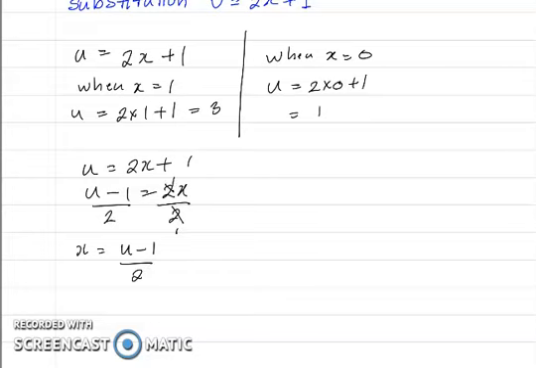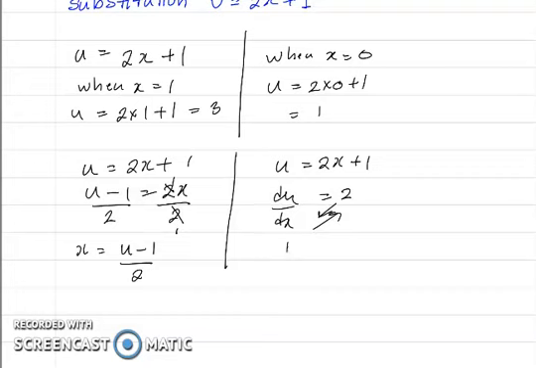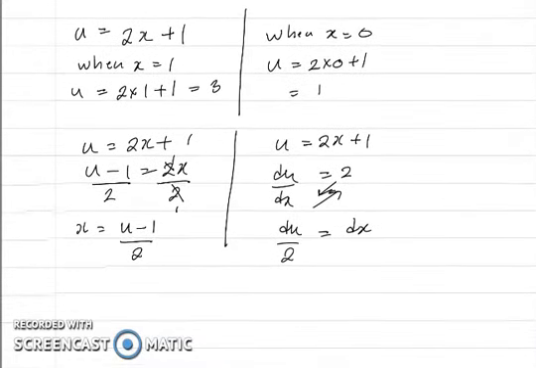All right. What else? We have u is equal to 2x plus 1. And so du by dx is equal to 2. Bring down the 2, carry up the dx, we get du over 2 is equal to dx. All right. So now we should be ready to replace everything.